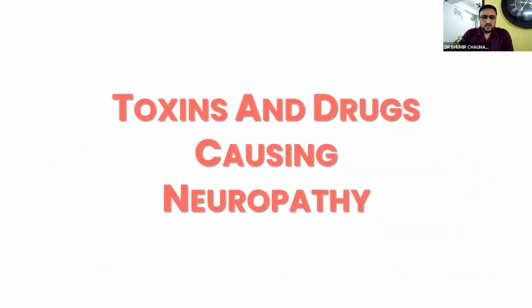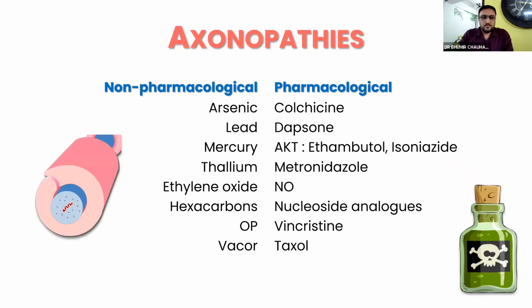And then finally, a small list of drugs which can affect peripheral nerves. Mainly, the majority of drugs will be affecting axons. They can be toxins like arsenic, lead, mercury, thallium, ethylene oxide, hexacarbons, organophosphates, and other things. And it can be commonly used pharmaceutical drugs like colchicine, dapsone, antitubercular medicines, metronidazole, nitrous oxide, HIV medicines, vincristine, and taxols.